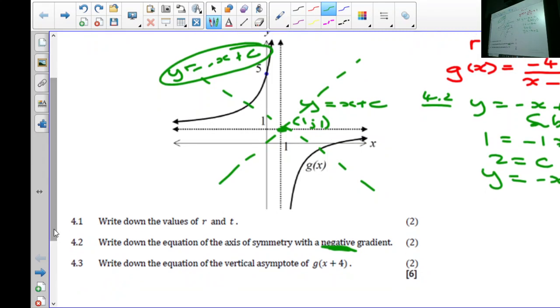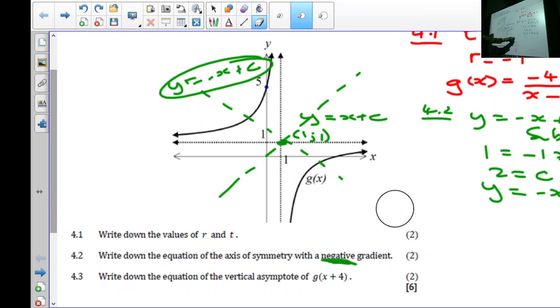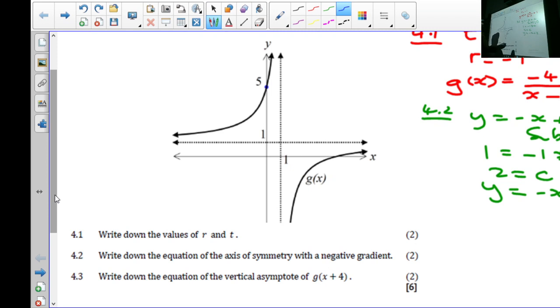And then the last question says write down the equation of the vertical asymptote of g of x plus 4. So if you're looking at this graph here, what is the current equation of the asymptotes? The equation of the current asymptotes is y is equal to 1 and x equal to 1. The vertical asymptote is what this question is referring to.